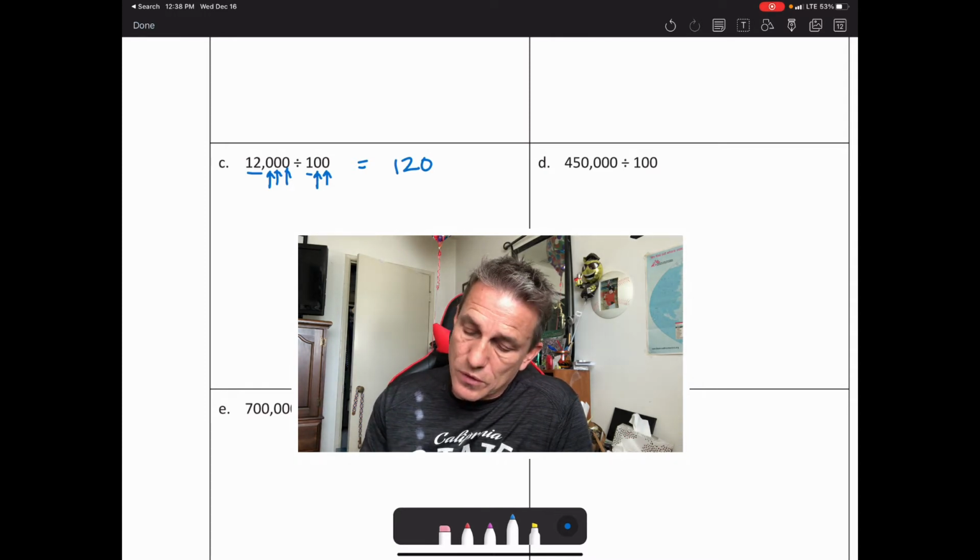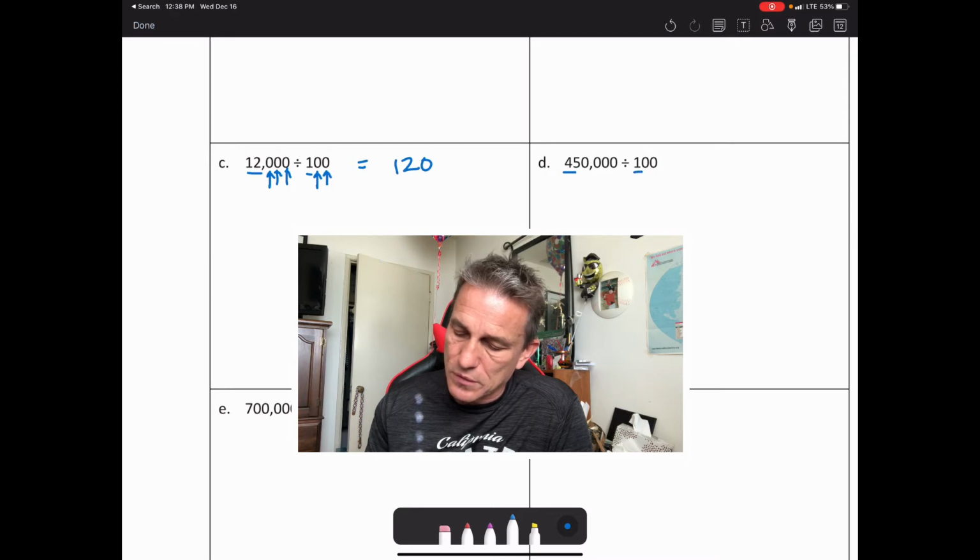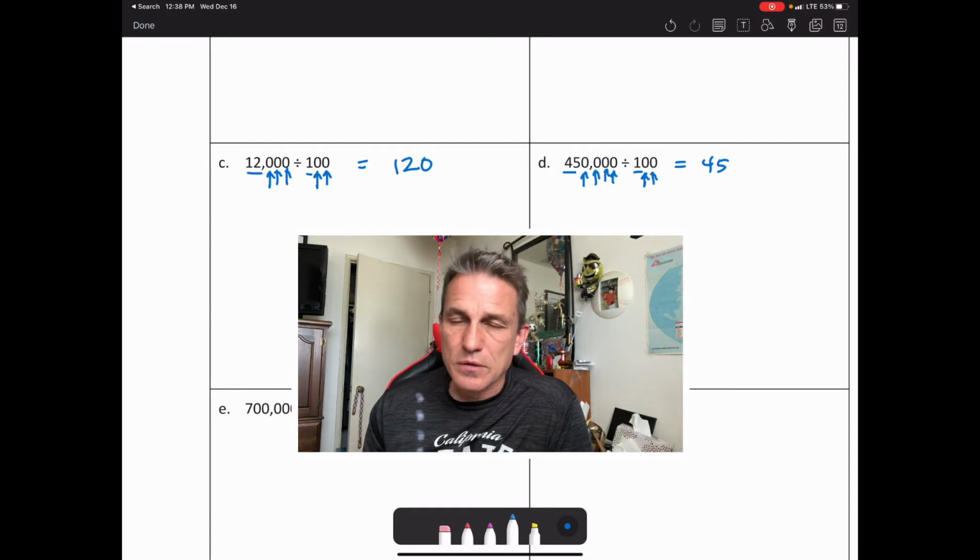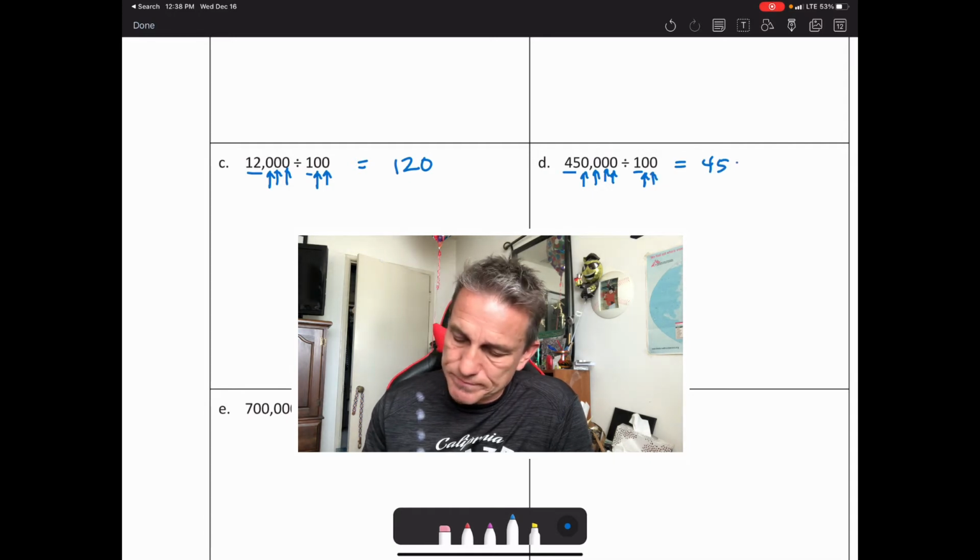So 450,000 divided by 100 is as simple as 45 divided by 1, which equals 45, with 4 zeros in my dividend minus the 2 zeros in my divisor. That would be 2 zeros left. So my quotient would be 4,500.